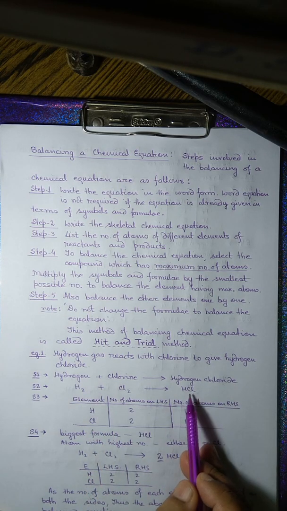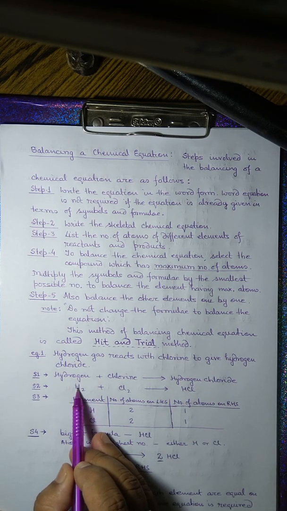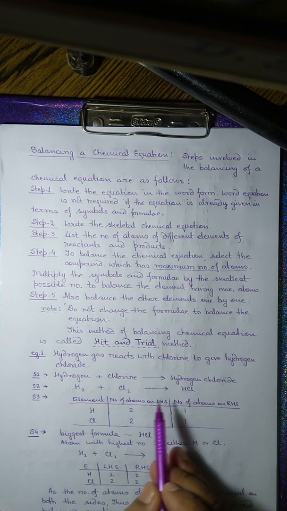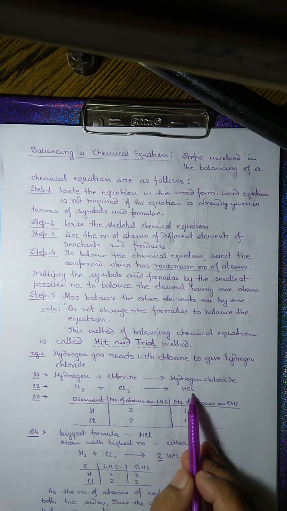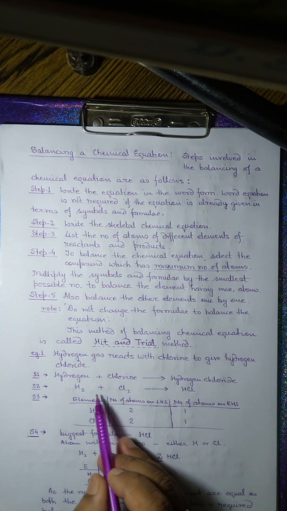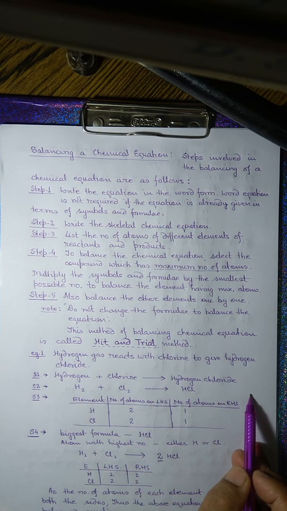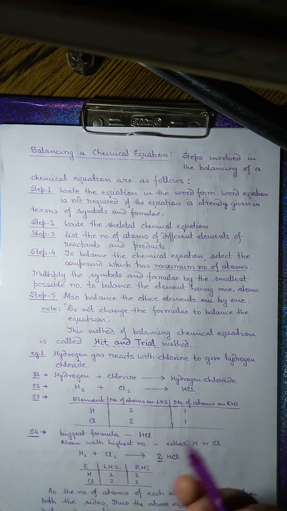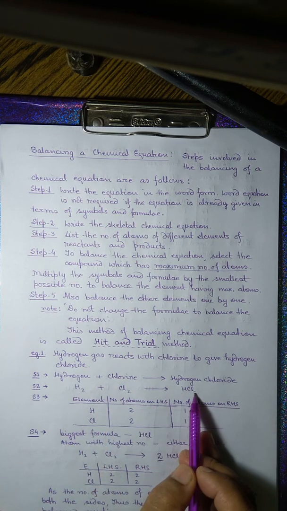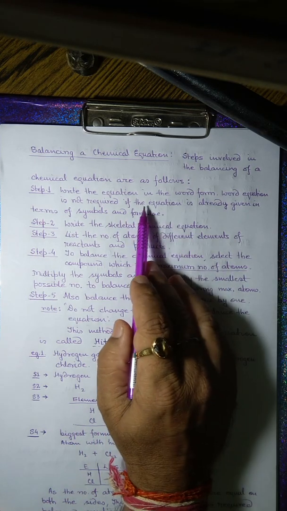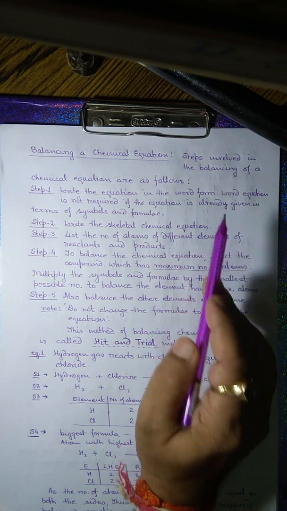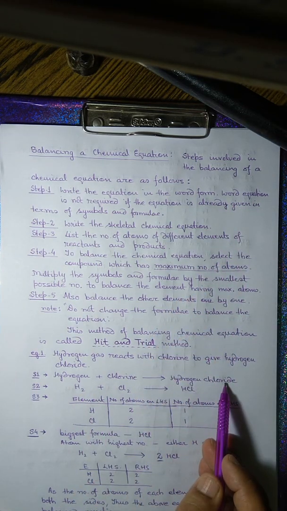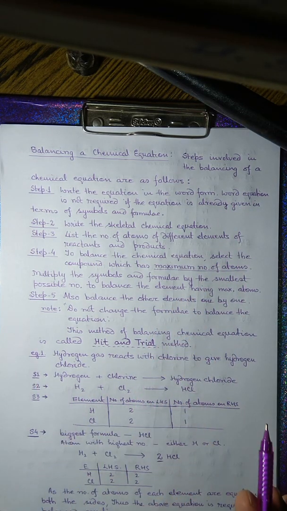This is unbalanced. Why unbalanced? Because 2 atoms of hydrogen are here, but here only 1 atom. Here 2 atoms of chlorine, but here only 1 atom. Therefore this is a skeletal equation. Step 2: if in a question this equation is directly given, then we don't have to write this word equation. Step 1 is only the word equation.